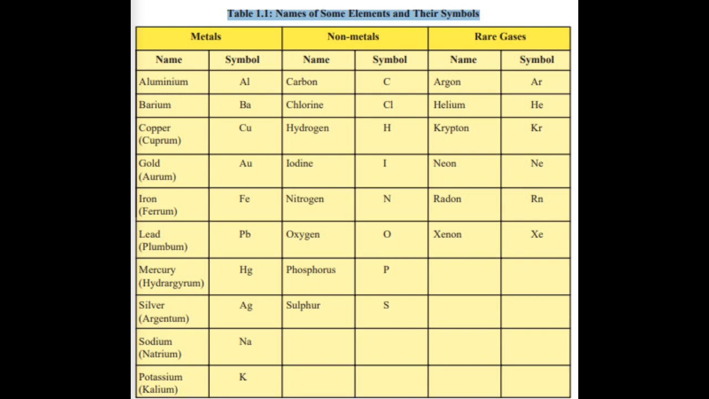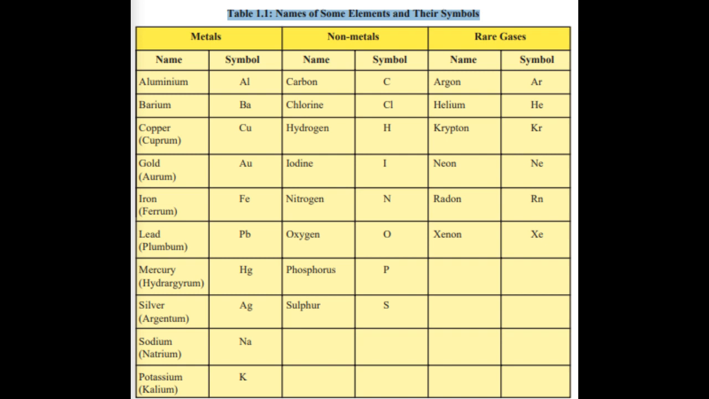Non-metals. Non-metals differ from metals in the following respects. They are lusterless, non-malleable, non-ductile, and soft. White phosphorus on slight warming becomes soft. Sulfur is a yellow powder. They are poor conductors of heat or electricity. An exception is graphite, a form of carbon, which is a good conductor of electricity. They are mostly solids or gases at room temperature, 25 degrees Celsius.